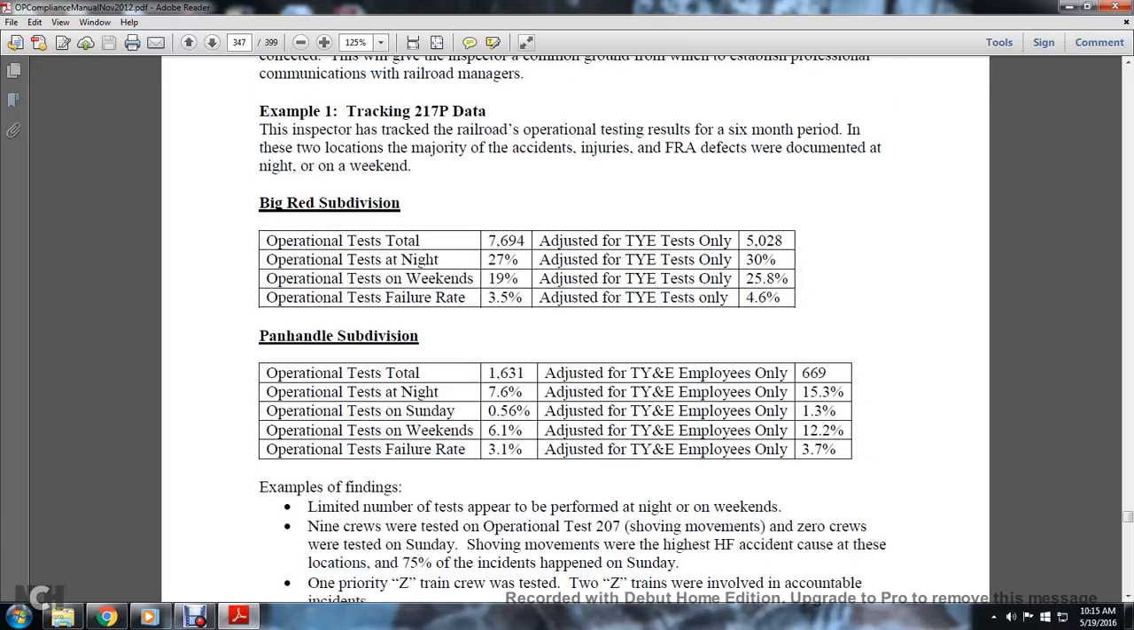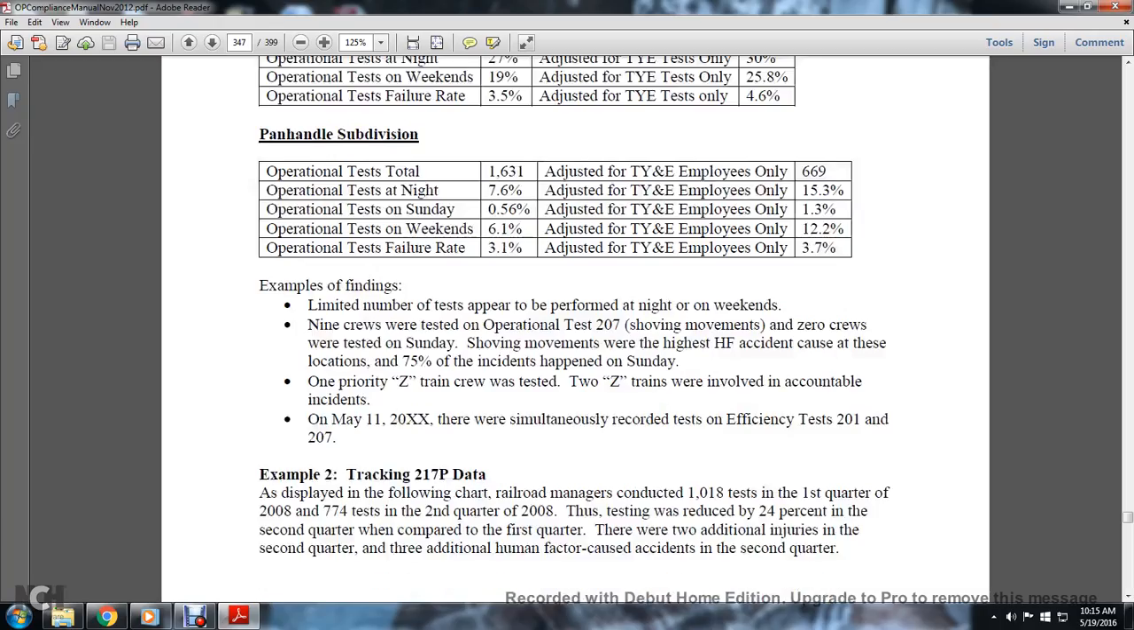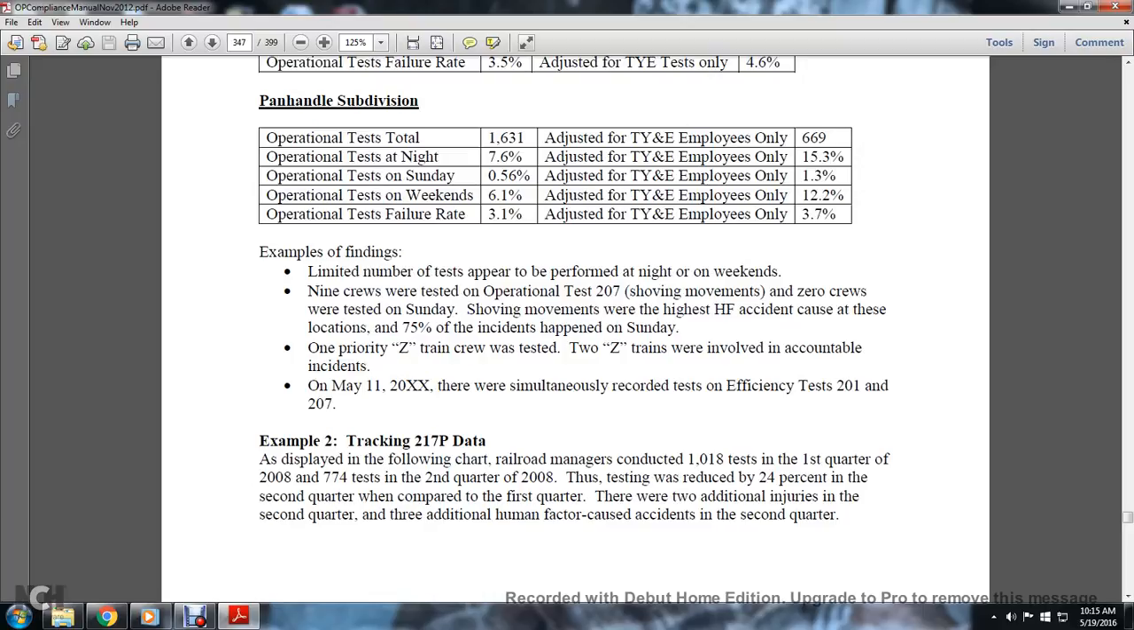Big Red subdivision operational testing totals. The Big Red subdivision, the Panhandle subdivision. Find the number of tests that appeared to be performed at night and on the weekend. Night crews were tested. Operational test 207, shoving movements, and 0 crews were tested on Sunday. Shoving movements were highest in the incident and accident data. At the location, 75% of the incidents happened on Sunday.